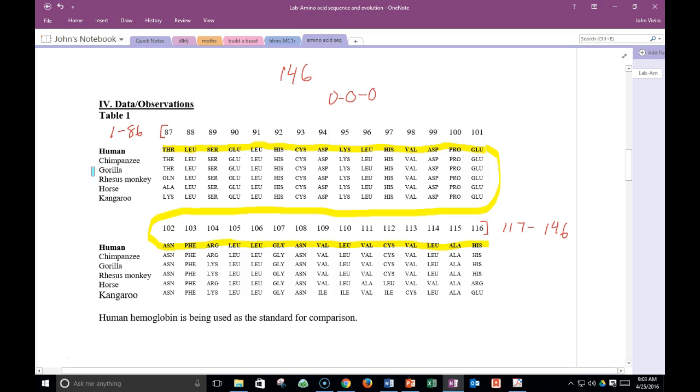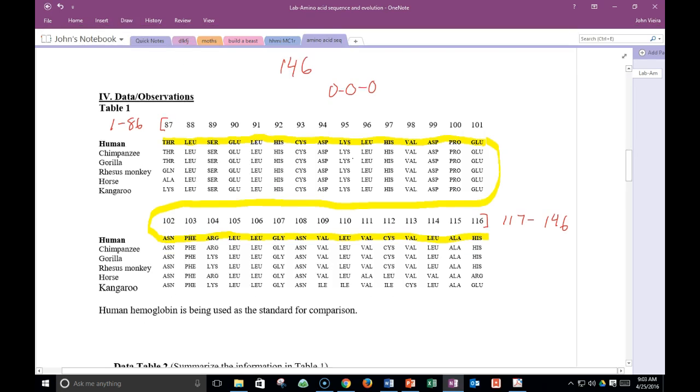So let's look at chimpanzees first. And these are the abbreviations for the amino acids. So THR is threonine, LEU is leucine, serine, glutamine, things like that. And so you just look and look and look until you see one that is different. So I'm going to compare. Okay, guys, are there any amino acids that are different between chimpanzees and humans between amino acid 87 and 116? Yes or no? No.